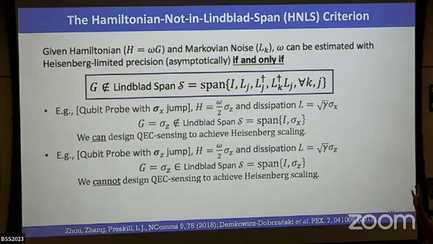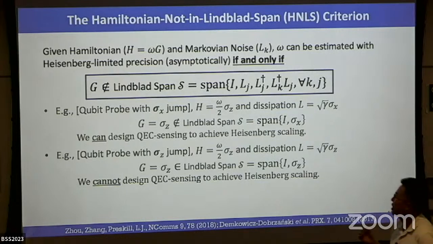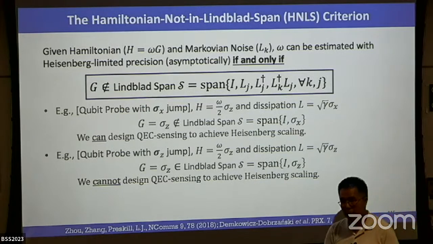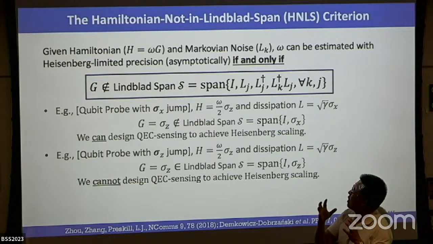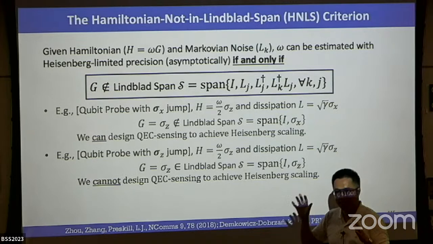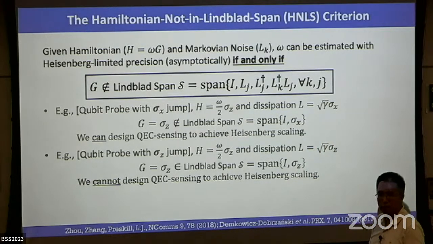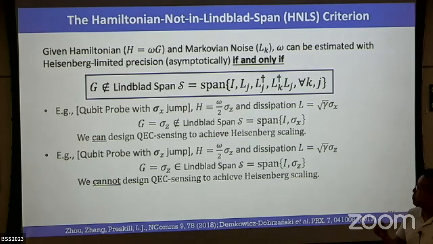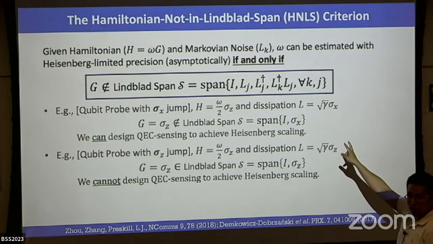And instead of going through all the detailed proofs, here is the result, which I think, and let me explain what that is. So it's a necessary and sufficient condition for whether error correction can give you Heisenberg scaling for sensing. The condition depends on how bad the noise is. The right-hand side, which I call the Lindblad span, is basically an operator space spanned by Lindbladians, their Hermitian conjugates, and the products.